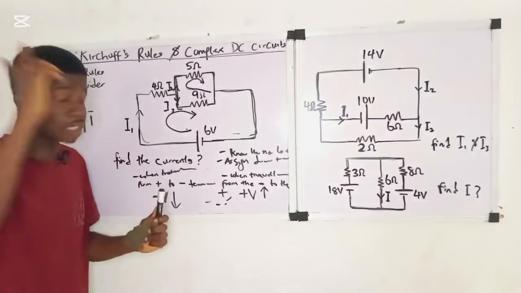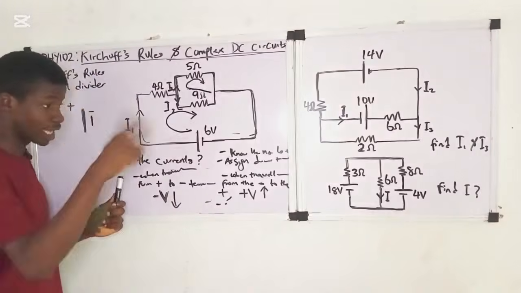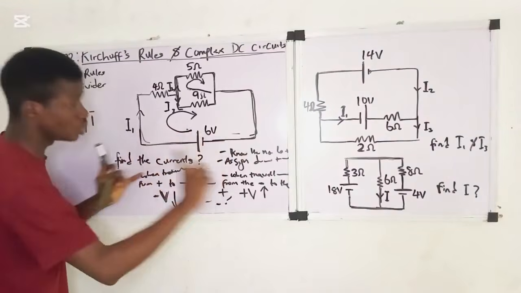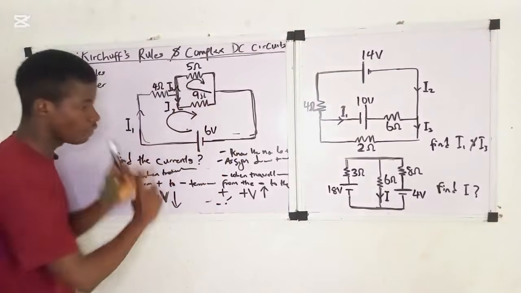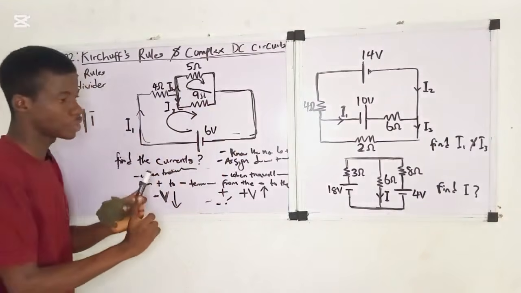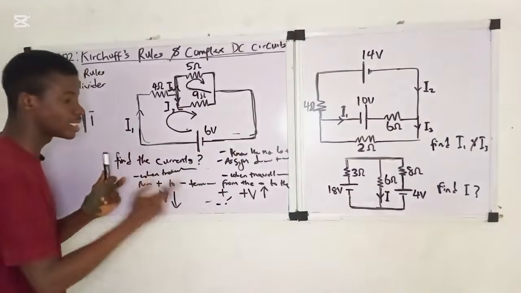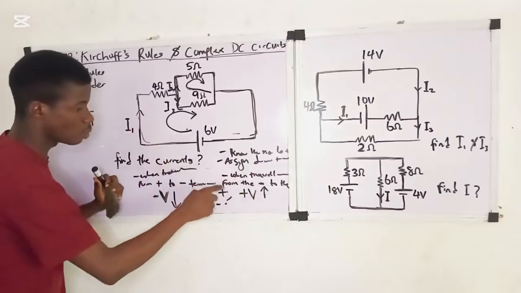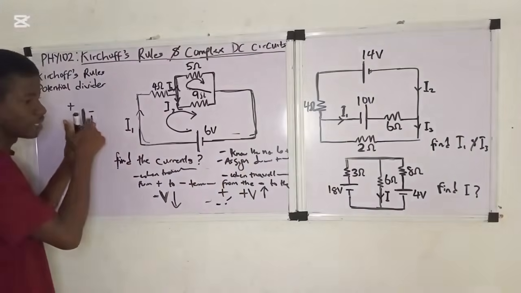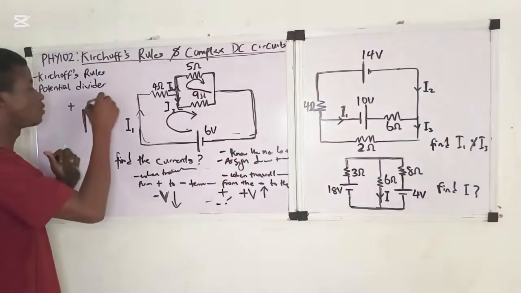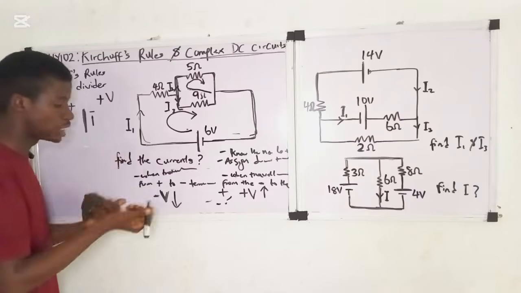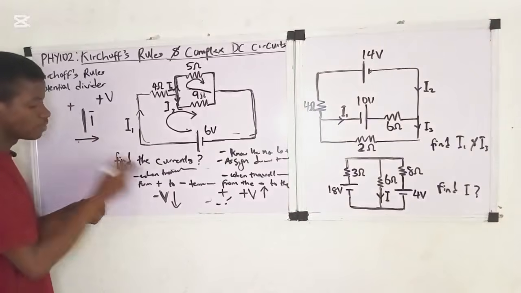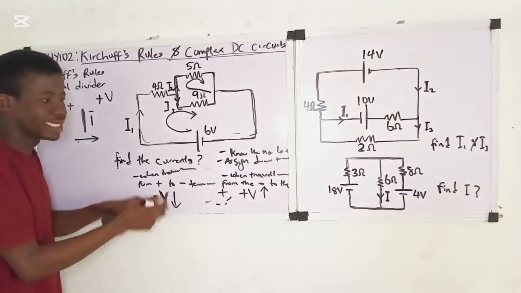Yes, don't forget the two Kirchhoff rules. That is very important. So first, know the number of loops. Second, assign direction to the loop. Third, very important, when traveling from the negative terminal to the positive terminal, voltage is positive, or you can say voltage increases. Then when traveling from the positive terminal to the negative terminal, voltage drops or decreases, right?